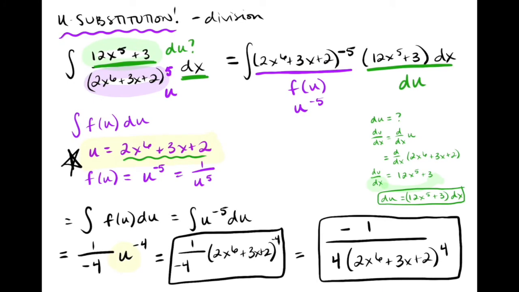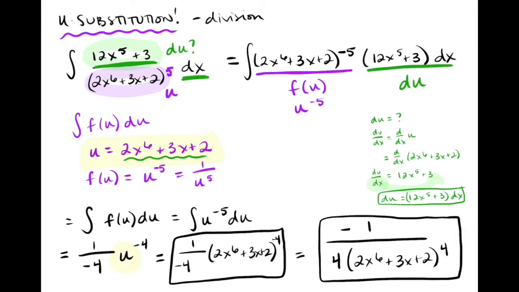Or at least they would be the right answer if I hadn't forgotten the eternally important and always forgotten plus c. So once I add my plus c's here, then these really truly are definitely the right answers. We can't forget those plus c's. Golly. And that is how we use u-substitution when we are dividing two things.